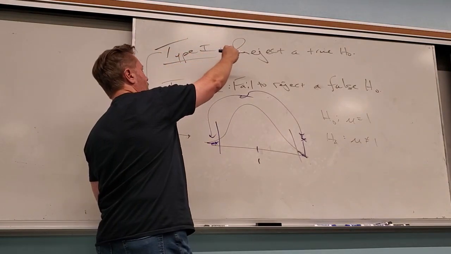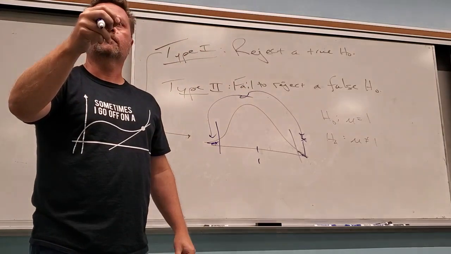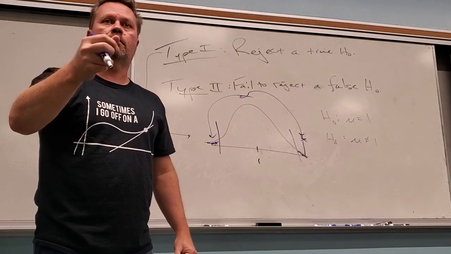The probability that I make this mistake. So if we get out there, aren't we going to reject the null? What's the probability we're wrong?